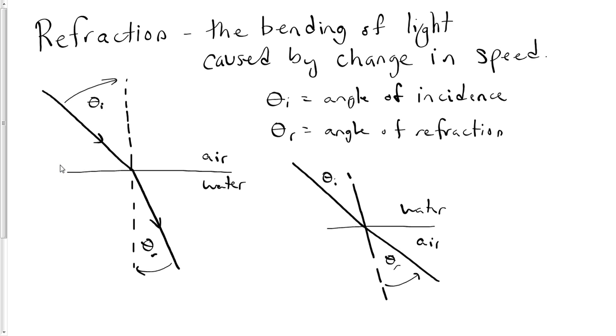Now, how much it bends depends on what the speed change is. The speed in any substance is defined by the index of refraction of that substance. The index of refraction, we're going to use the symbol n for that, so lowercase n. And every substance has its own unique index. Air's index is 1.001 or something like that. Basically, you can assume that air is like a vacuum, 3 times 10 to the 8th meters per second.